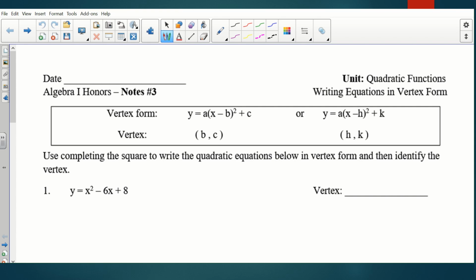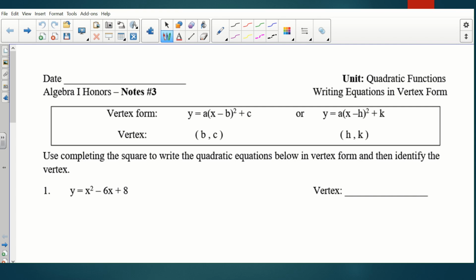So in today's notes, when we're writing equations in vertex form, we're going to be using what we did yesterday, where we're going to simplify our quadratic using the complete the square method. And on top of that, we're also going to be identifying the vertex of the quadratic, which remember is the turning point. We're going to be able to identify the vertex just by looking at the equation. We won't have to graph it. So let's go ahead and get started here.